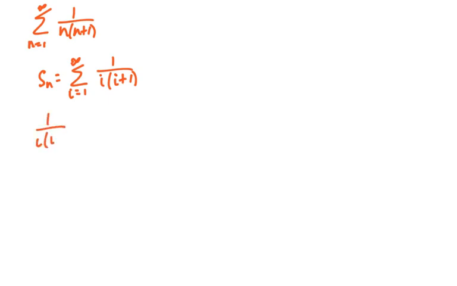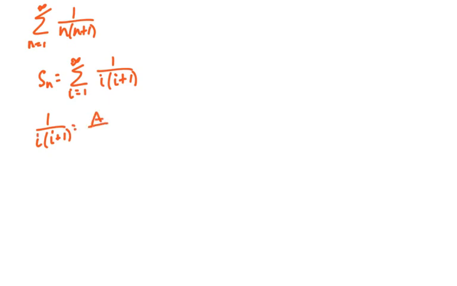So we have the summation from n equals 1 to infinity, 1 over n times n plus 1. And we know it's not geometric, so let's look at a different method. Let's look at the partial sum. So we're going to say S sub n is the sum from i equals 1 to n of 1 over i times i plus 1. Now this kind of looks like partial fractions, and good news, let's go there.